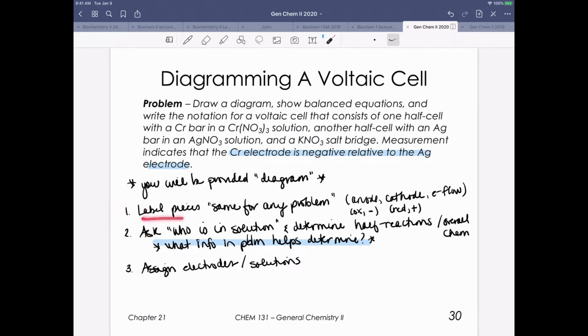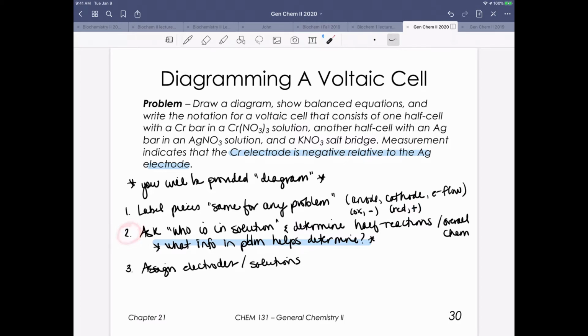The first thing is we're going to label any pieces that are going to be the same for any problem. That's identifying the anode, the cathode, the direction of electron flow. Once you've identified the anode, you know where the oxidation half reaction occurs, and you know that that electrode is negative. Same thing for the cathode. That tells us where the reduction chemistry happens, and it tells us which electrode is positive. So that's always going to be the same.